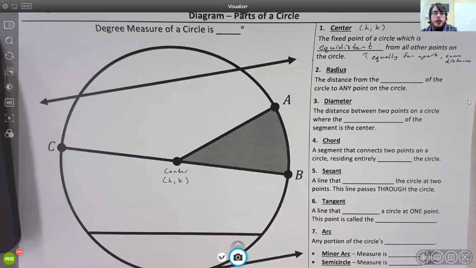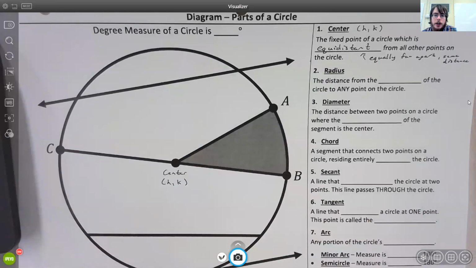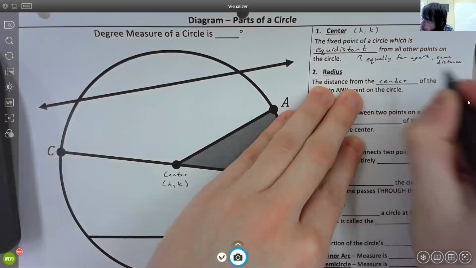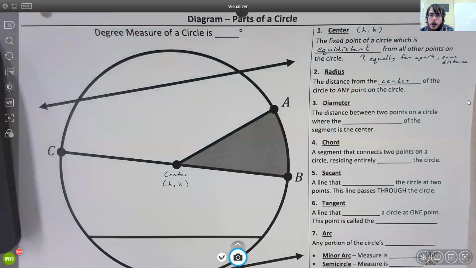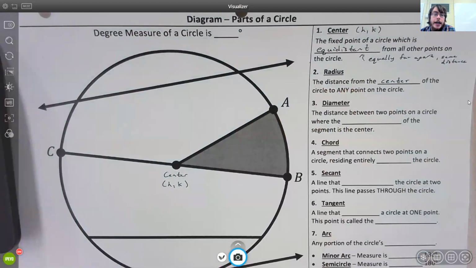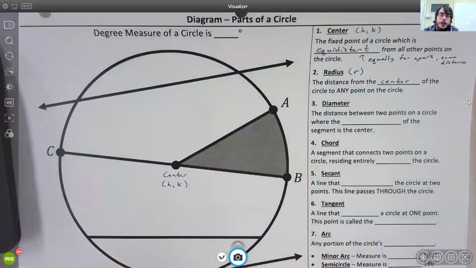All right, the next one that we talked about was a radius. Okay, so we needed a center and a radius to write our equations. So the radius is the distance from the center of the circle to any point on the circle. Okay, so the radius always starts from the center and ends up on the edge of the circle. And when we labeled this in our equation, we used the letter r to represent the radius.